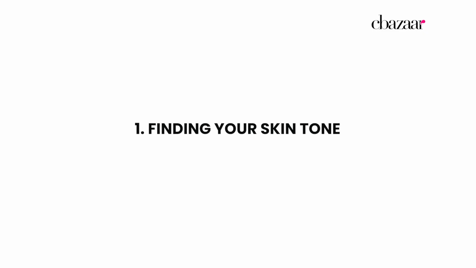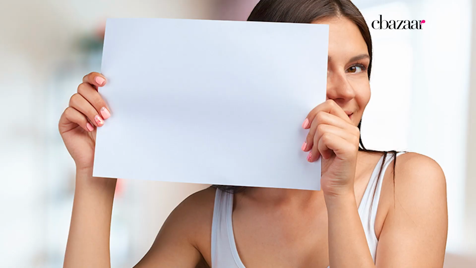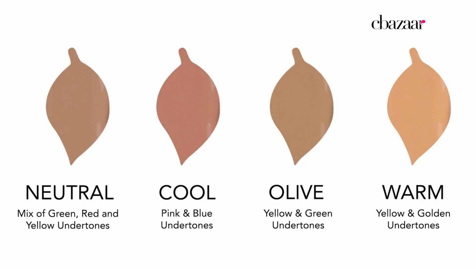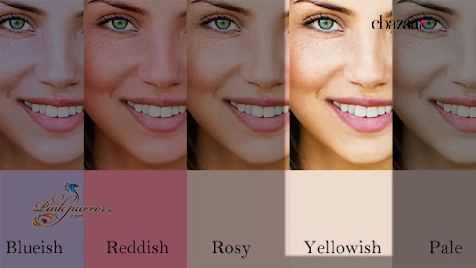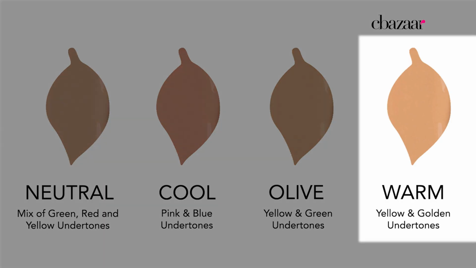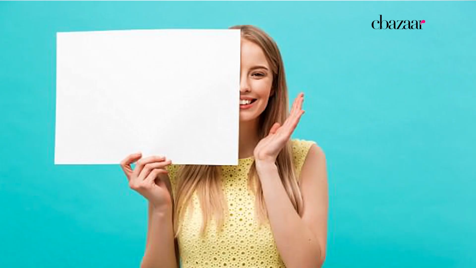So firstly, let's talk about how to find out your skin tone. What you have to do is stand with a white paper under natural light. And if your skin appears to be pinky or rosy under the natural light, then you definitely have a cool skin tone. Whereas if your skin appears yellowish or goldenish, then you have a warm skin tone. And neutral skin tones may not appear distinctly pink or yellow against the paper.